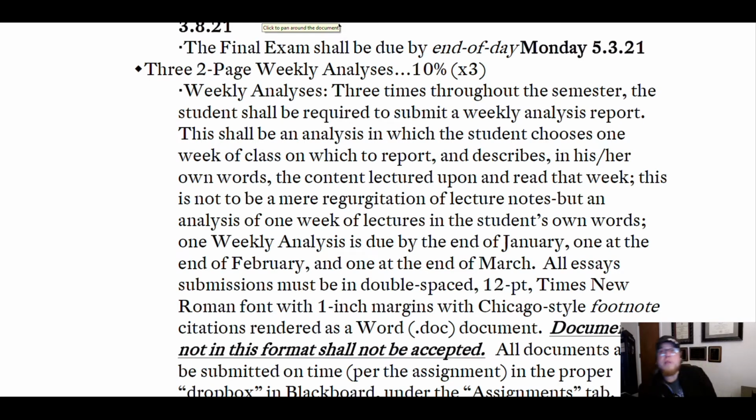Now, if you use outside sources for some reason, they do need to be cited appropriately per the Chicago Manual of Style. I'll have a style guide that I'll be putting up on Blackboard as well. But what I really want to see is, what do you think about this?